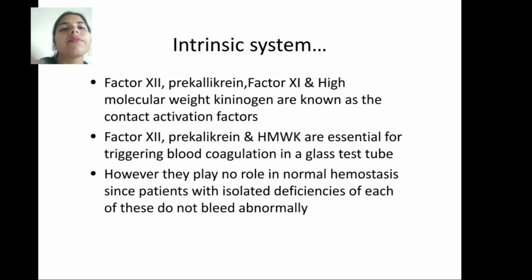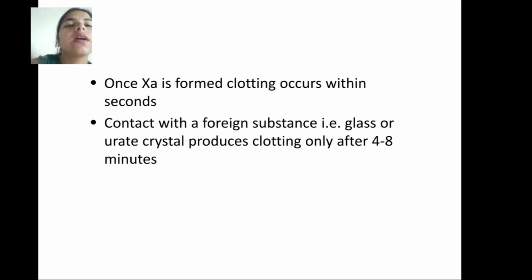Factor 12, prekallikrein and HMWK are essential for triggering blood coagulation in a glass test tube. However, they play no role in normal hemostasis, since patients with isolated deficiency of each of these do not bleed abnormally. Once factor 10 is formed, clotting occurs within seconds. Contact with a foreign substance, that is glass or urate crystals, produces clotting only after 4 to 8 minutes.